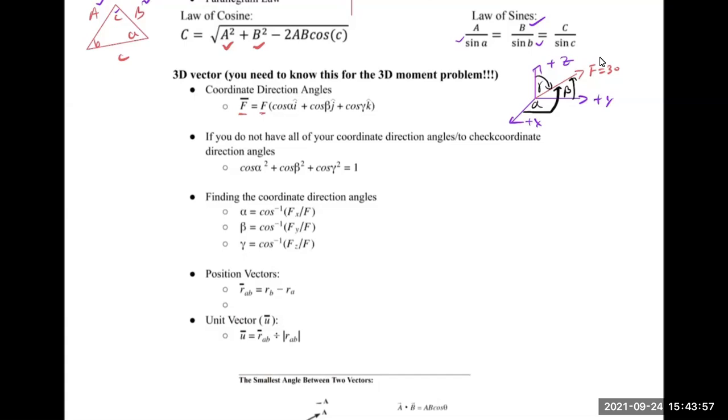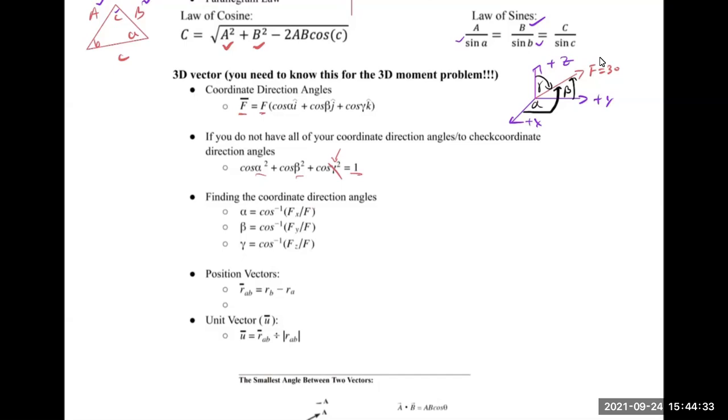Which will be my gamma right here. If you don't know all of your coordinate direction angles, say you don't know what gamma is but you know alpha and beta, then you know that the cosines of those three angles squared and added together equal 1. You can simply rearrange the equation to solve for the unknown angle, which is gamma. That's finding the coordinate direction angles.